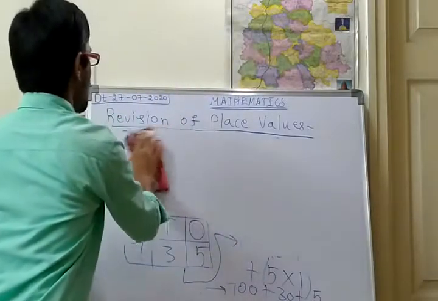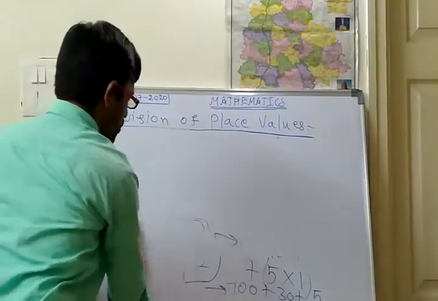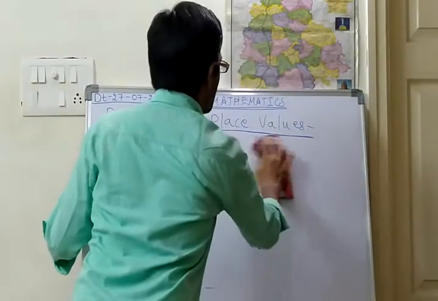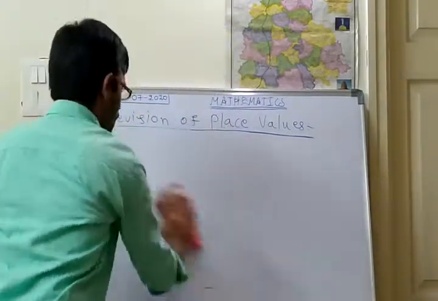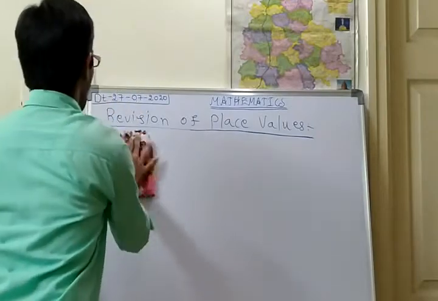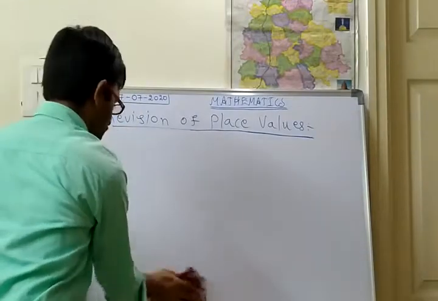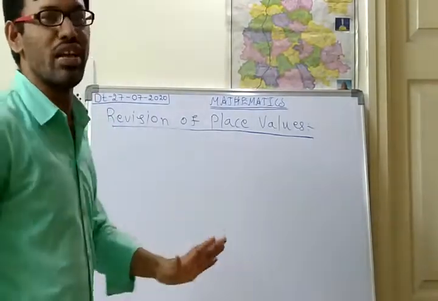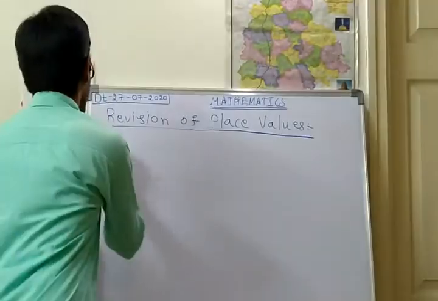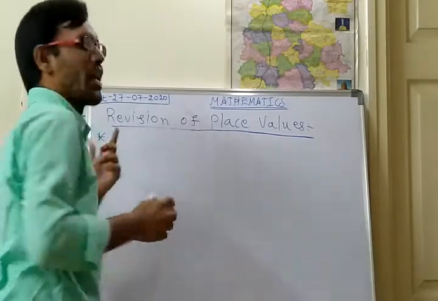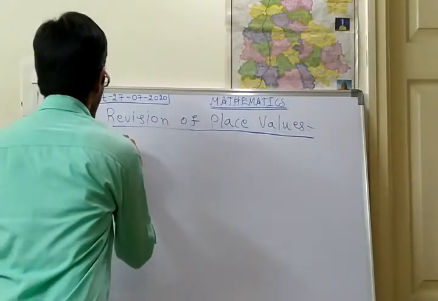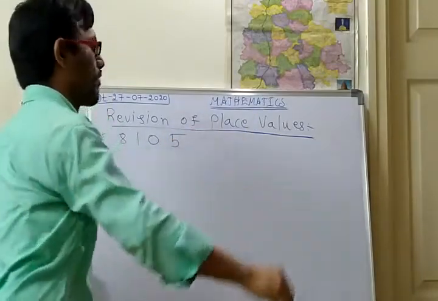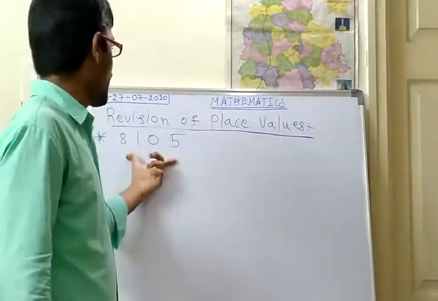Just concepts you have to identify, so that you are able to do any type of problem. So just method and concept. If you identify the concept and method, whatever number is given, you can do it very easily. Okay, so like this. So suppose I am taking a 4-digit number. For variety I am taking 8105.